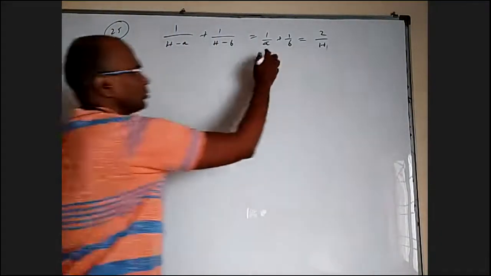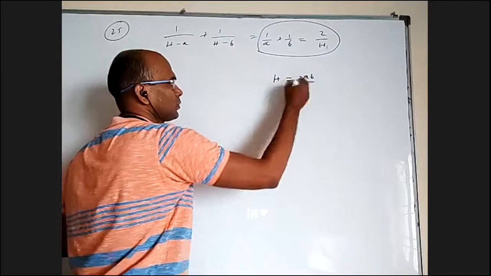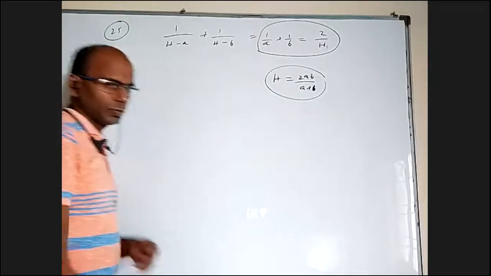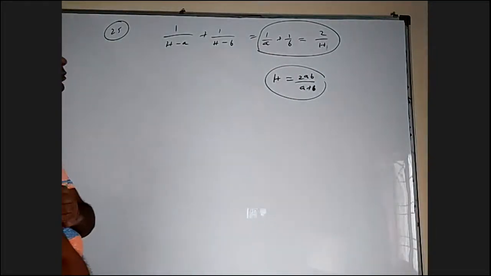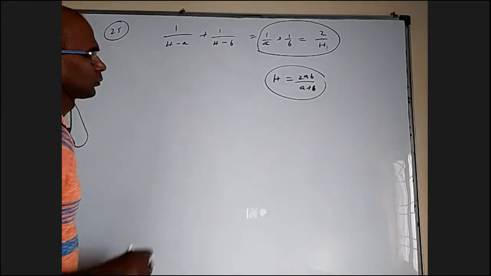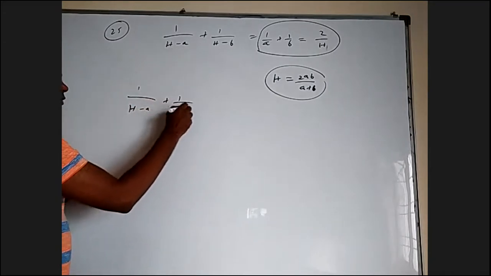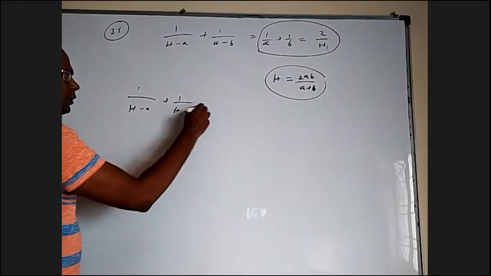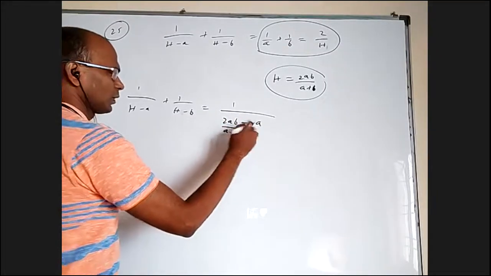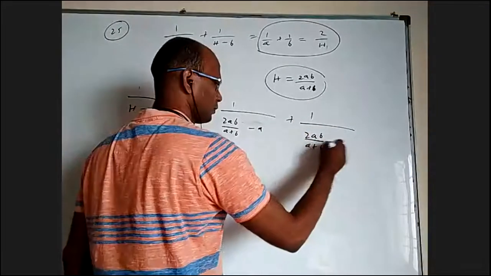Okay, so this is already known because this is a definition, nothing to prove there, and H is 2AB by A plus B. Only from here to here we have to prove it. Let me start with 1 by H minus A plus 1 by H minus B. Now directly substitute this, you'll get 2AB by A plus B minus A plus 2AB by A plus B minus B.